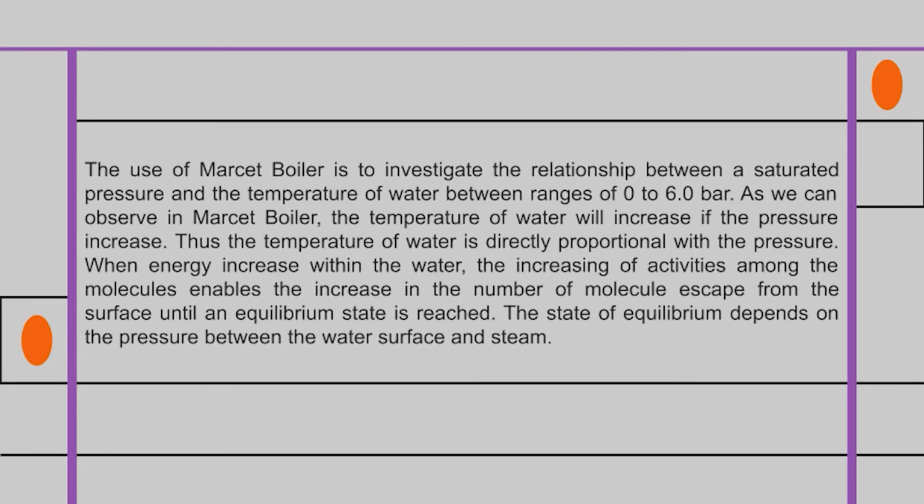The use of the Marcet boiler is to investigate the relationship between the saturated pressure and the temperature of water in a range of 0 to 6 bar. We can observe in the Marcet boiler that the temperature of water will increase if the pressure increases. The temperature of water is directly proportional to the pressure. When the energy increases, the increased activity among the molecules enables an increase in the number of molecules.